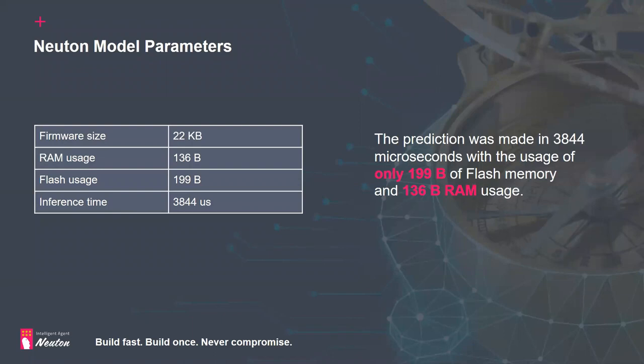So we have got the following average Neuton model parameters. The prediction was made in less than 1 second, or precisely in just 3,844 microseconds, with just 22 kilobytes of firmware size, 136 bytes of RAM, and 199 bytes of flash memory usage.